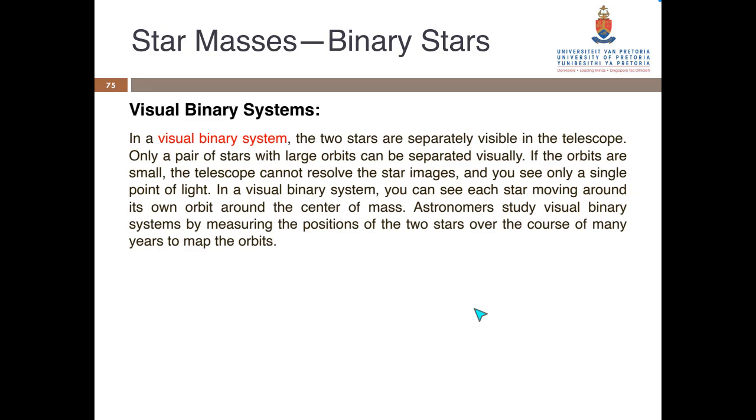Astronomers study visual binary systems by measuring the positions of the two stars over the course of many years to map the orbits. So when we look at Sirius, the brightest star in the sky, that is a visual binary system. You can see that through a pair of binoculars. If we look at Alpha Centauri, the closest star to us, which is 4.2 light years away, that is also a visual binary that you can see with a small telescope, which is very, very cool.